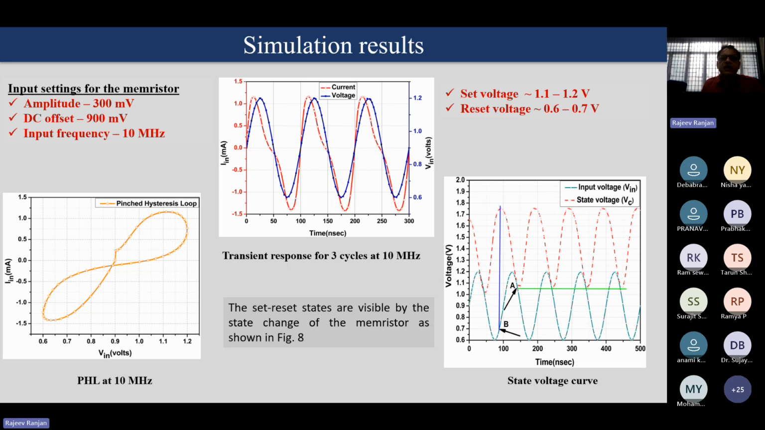Here the simulation result is shown. The input parameter setting is this one: amplitude 300 millivolt, DC offset 900 millivolt, input frequency of 10 megahertz. Here the pinched hysteresis loop at 10 megahertz and the transient response of 3 cycles are shown, and the state voltage curve is shown here. The set voltage is approximately 1.1 to 1.2 volt and the reset voltage approximately 0.6 to 0.7 volt.